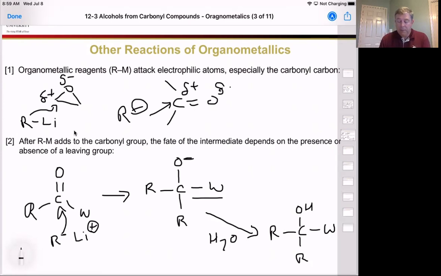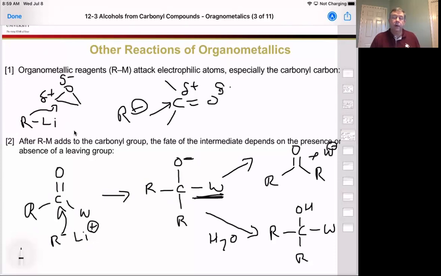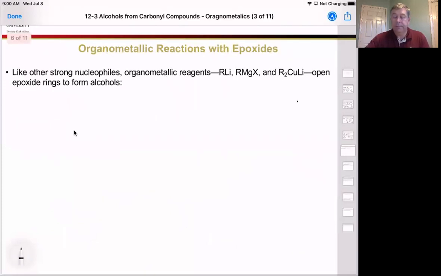Okay. But what if this group here makes some kind of stable leaving group, like an alkoxide or a chloride ion? If we have an alkoxide or a chloride ion here, that can actually leave and regenerate our carbonyl compound with our new substituent on there, plus our W minus. So if we have that other group there on that center carbon that can leave as a stable anion, you can have regeneration of that carbonyl by having these electrons kick in and these electrons kick out with the leaving group. Okay.